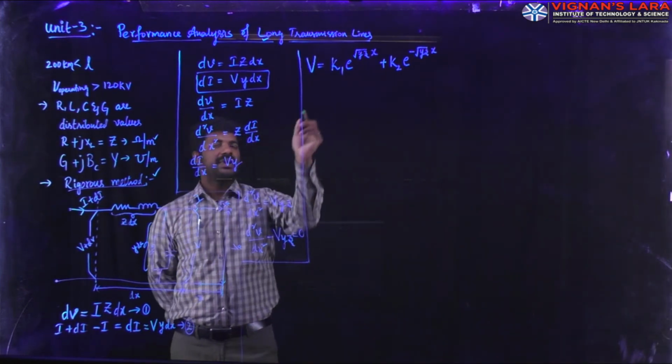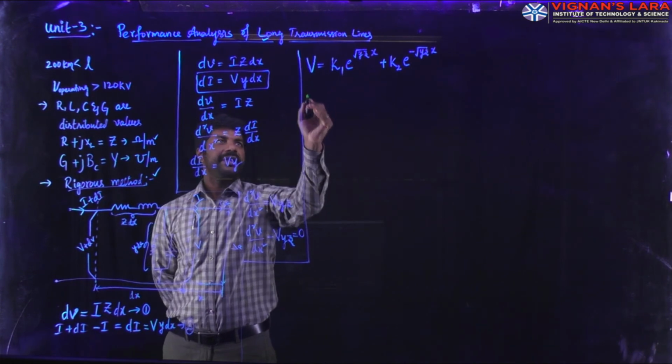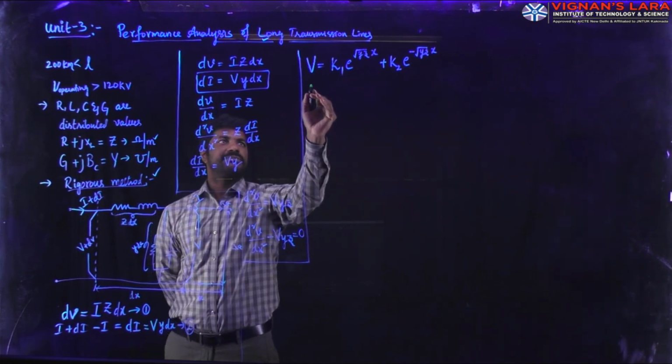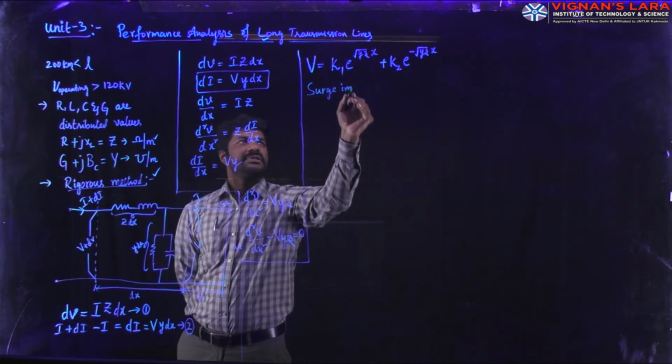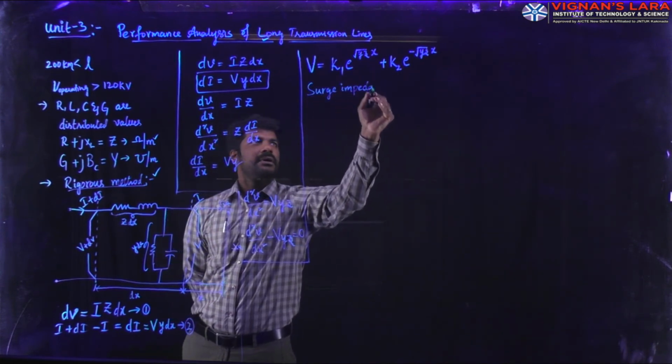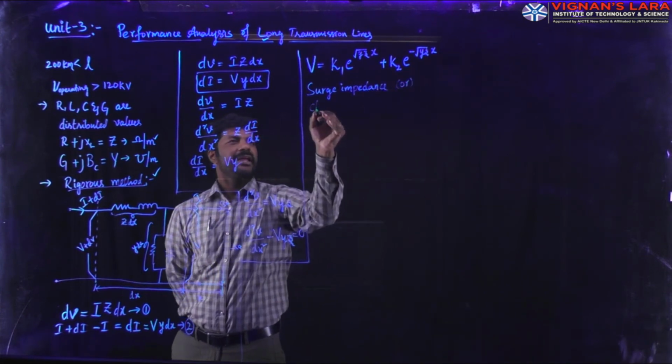And also for the same circuit I am going to analyze, I am going to introduce two more terms called surge impedance. Surge impedance is also called characteristic impedance.